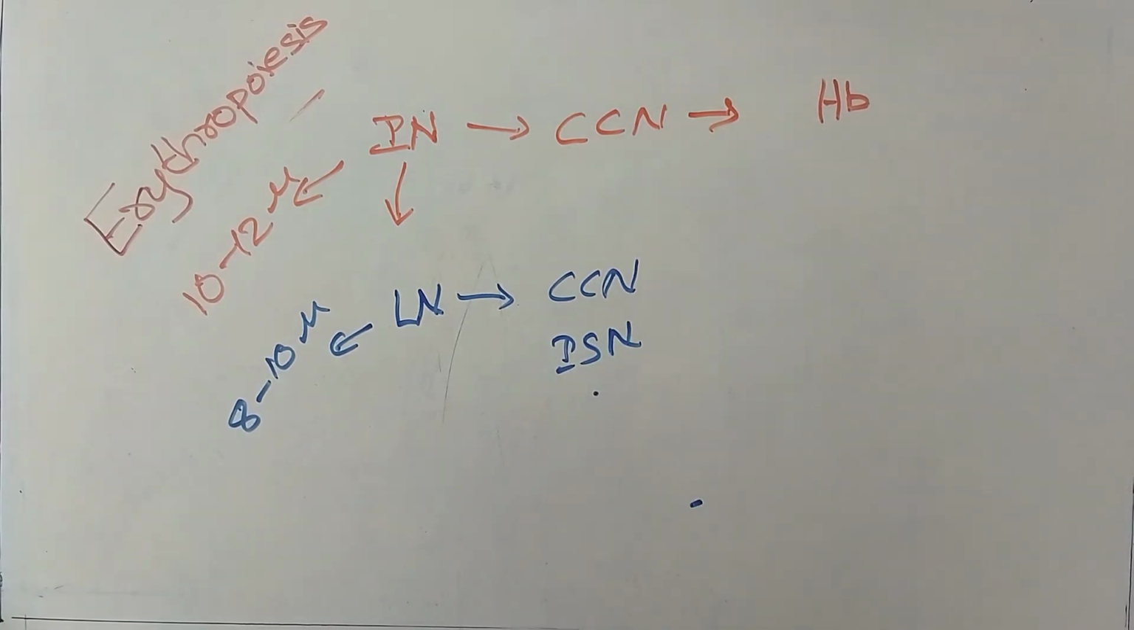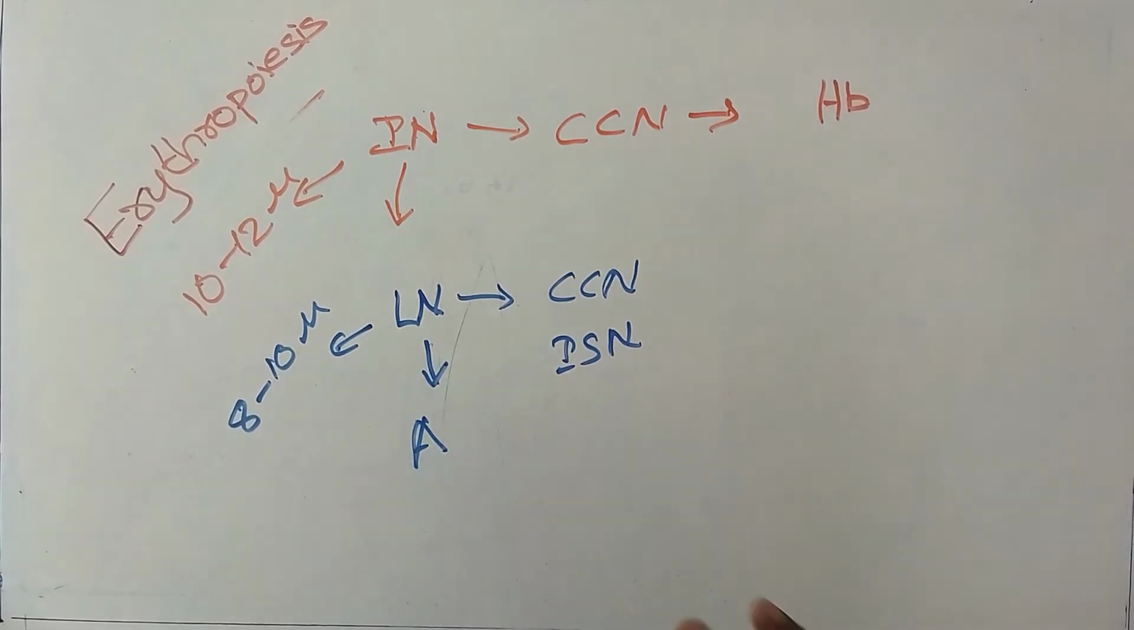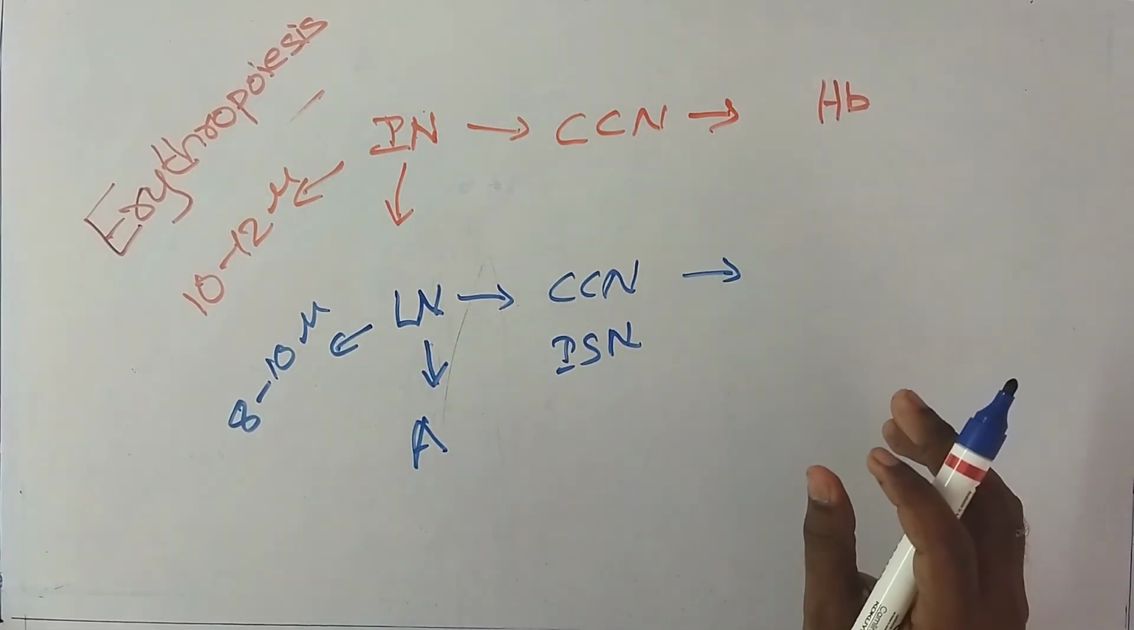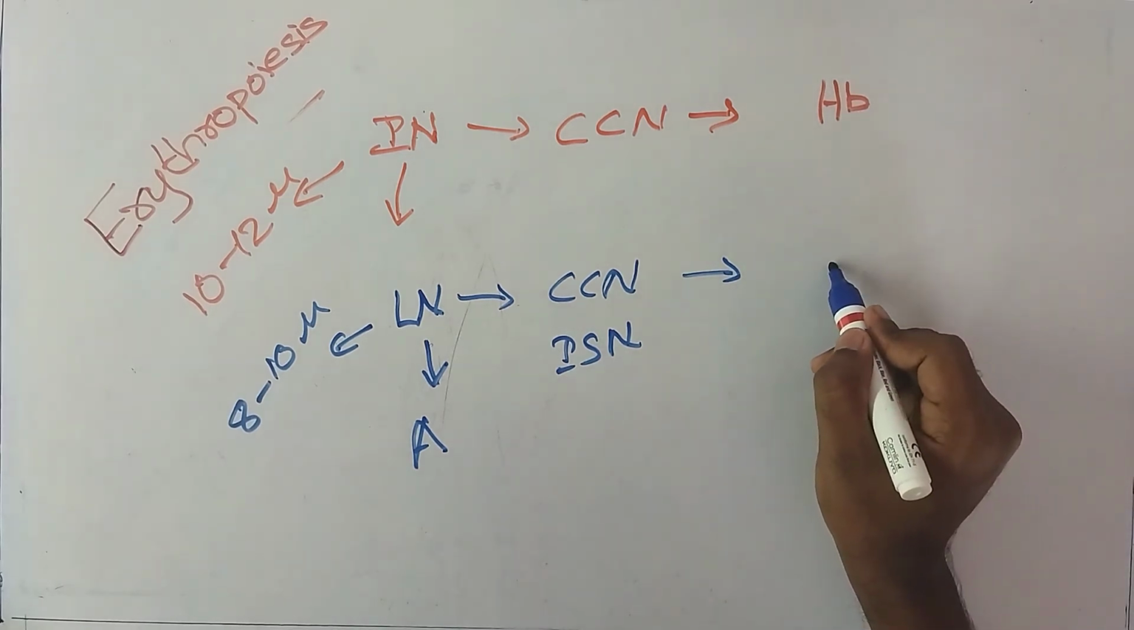Its staining property is acidophilic, and the main event that takes place in this late normoblast is that the nucleus completely disappears by pycnosis.